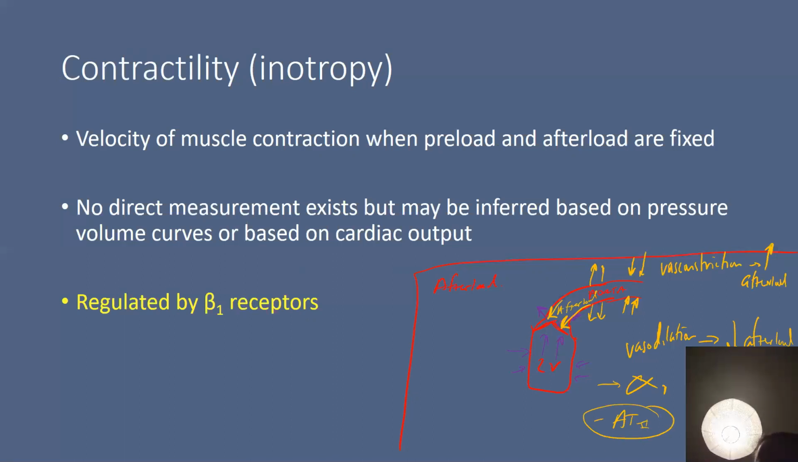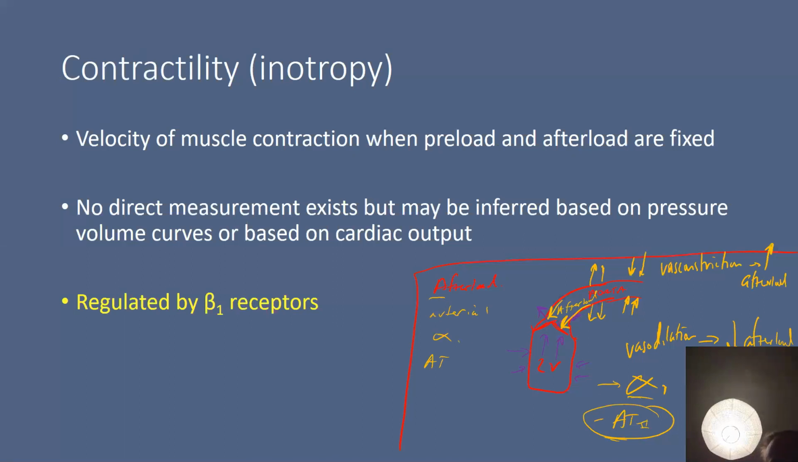Okay, so that's afterload, and we can talk about how vasoconstricted or vasodilated a patient is at the end. So afterload is alpha-1, angiotensin, the A's go together, and it's arterial. Afterload, arterial, alpha-1, angiotensin.